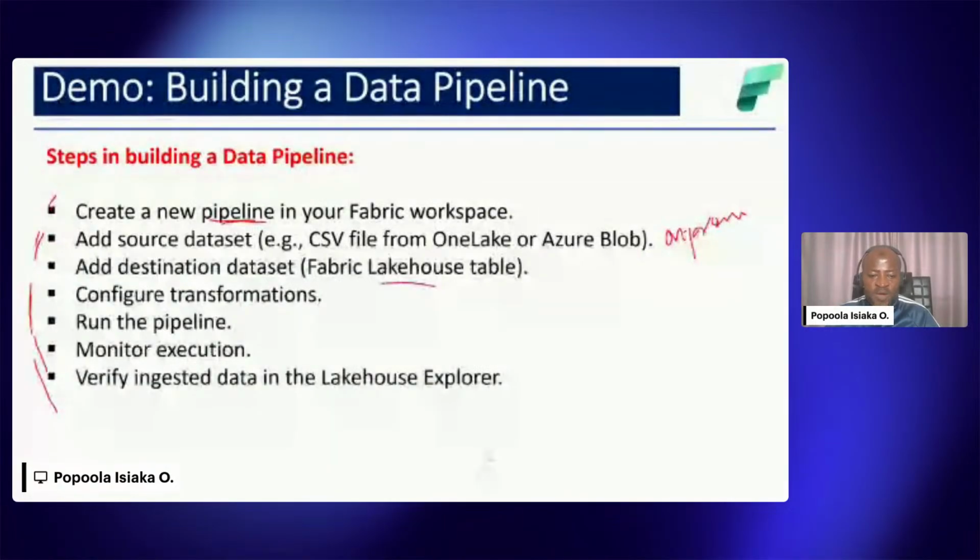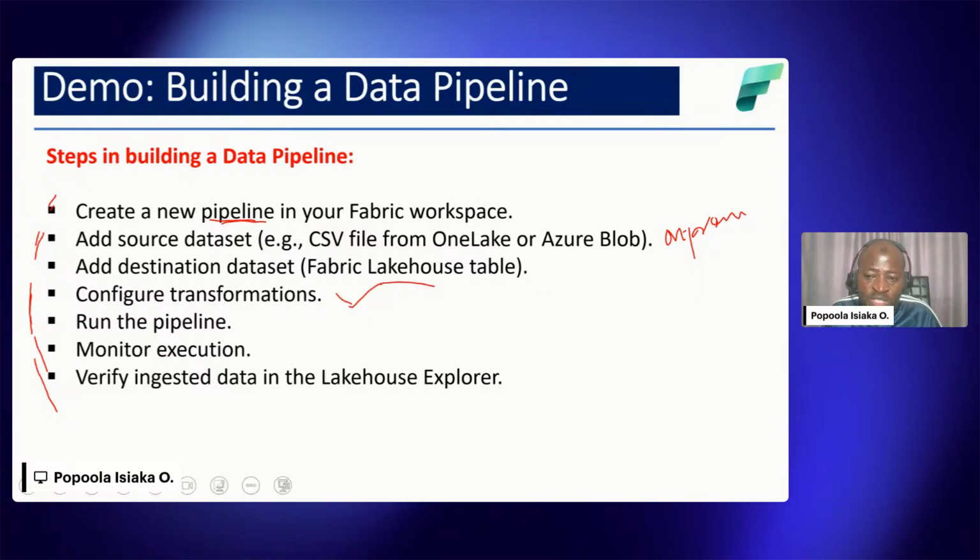All right, so this is where we left off the other time. That is, how can we build a data pipeline? I did mention that you need to create a new pipeline in your Fabric workspace, which we actually did. You also need to add your source data, which could be from a CSV file, OneLake or Azure Blob. I also mentioned that you need to add a destination data set. That is, where is the data going into? We also need to configure transformation, right?